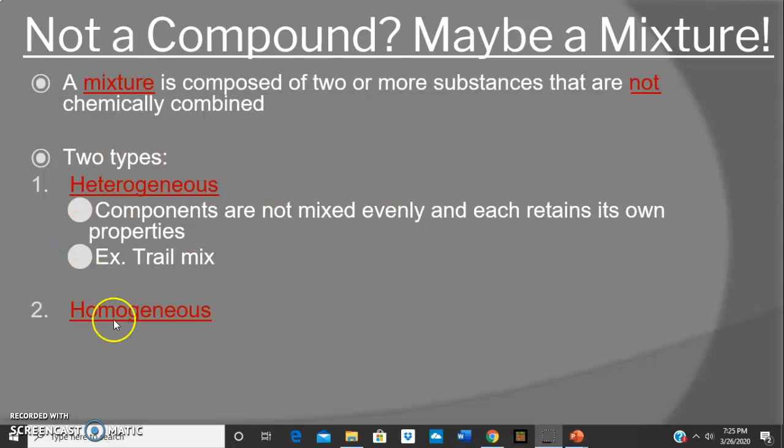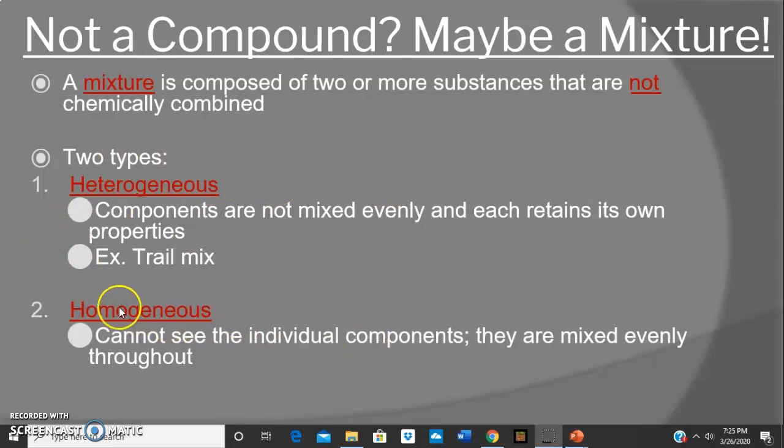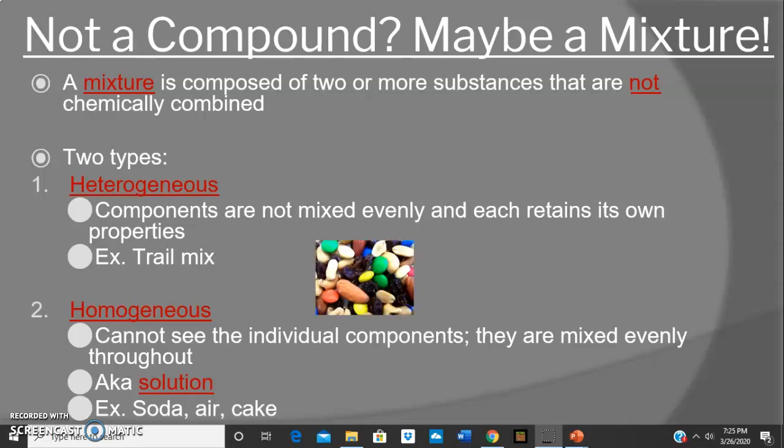The other type of mixture is a homogeneous mixture, where everything is the same. The prefix homo means the same. The prefix hetero means different. So in a heterogeneous mixture, all the things look different. In a homogeneous mixture, all the things look the same. You can't see the individual components. They're mixed evenly throughout, so it's also known as a solution. An example is soda, air, or cake. When we're looking at it, you can't tell the difference between all the stuff that makes up the soda, all the elements that make up the air, and all of the pieces that make up the cake. It all looks the same throughout.